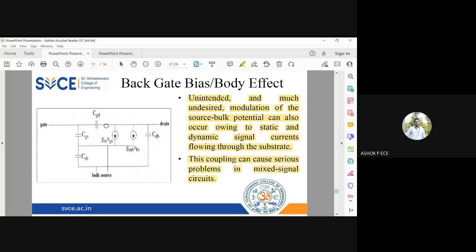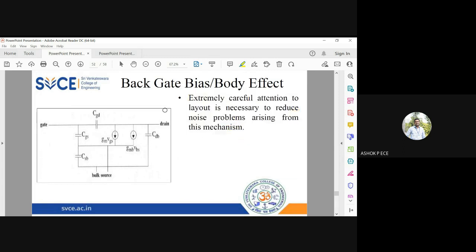Unwantedly, you might have current flowing in the circuit, which has to be avoided when no proper input is given to your circuit. It is unintended and much undesired. Nobody wants to have this effect in your device, but when you fabricate, it is obvious that the device will not be completely free from all these effects. So you have to live with that.